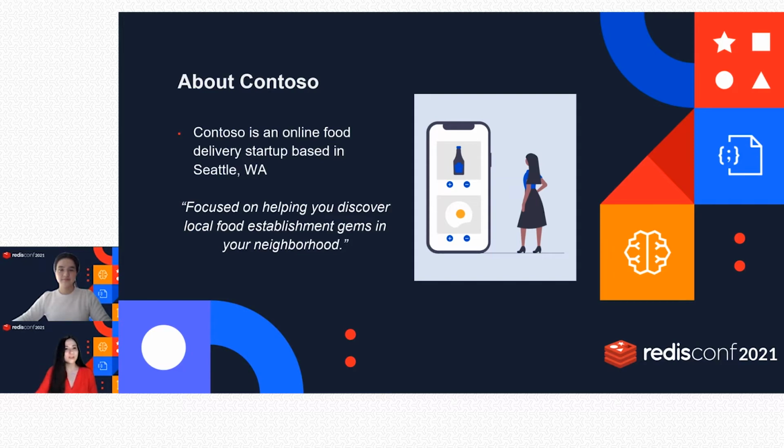So let me introduce you now to Contoso. Contoso is a startup based in Seattle, Washington. They have an online food delivery service, and they are eager to help people discover local food establishment gems in their neighborhood. They approached us because they're a smaller startup right now, but they are anticipating a lot of growth in the coming months. And they're looking at using Azure Cache for Redis in their application, so they wanted to see our best practices.